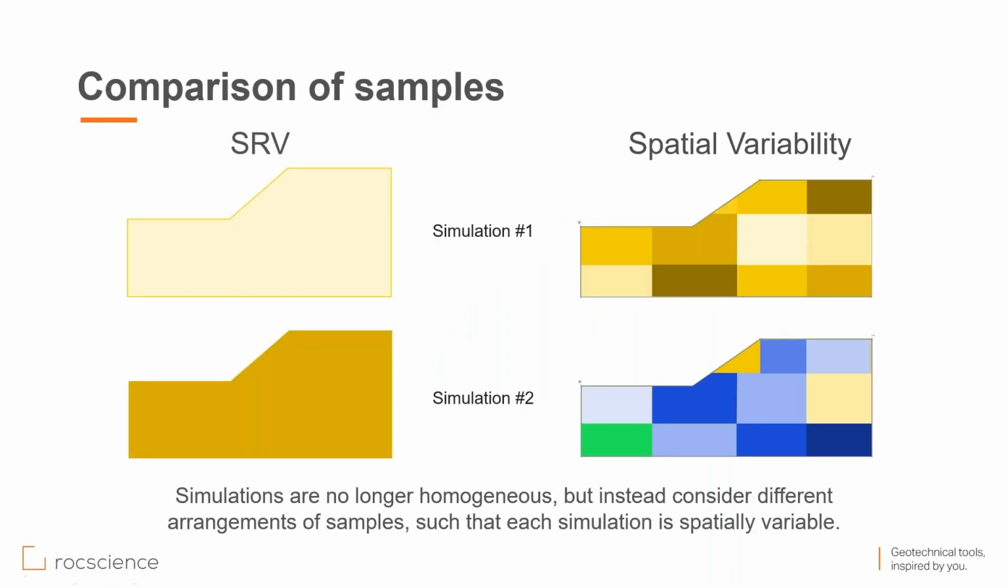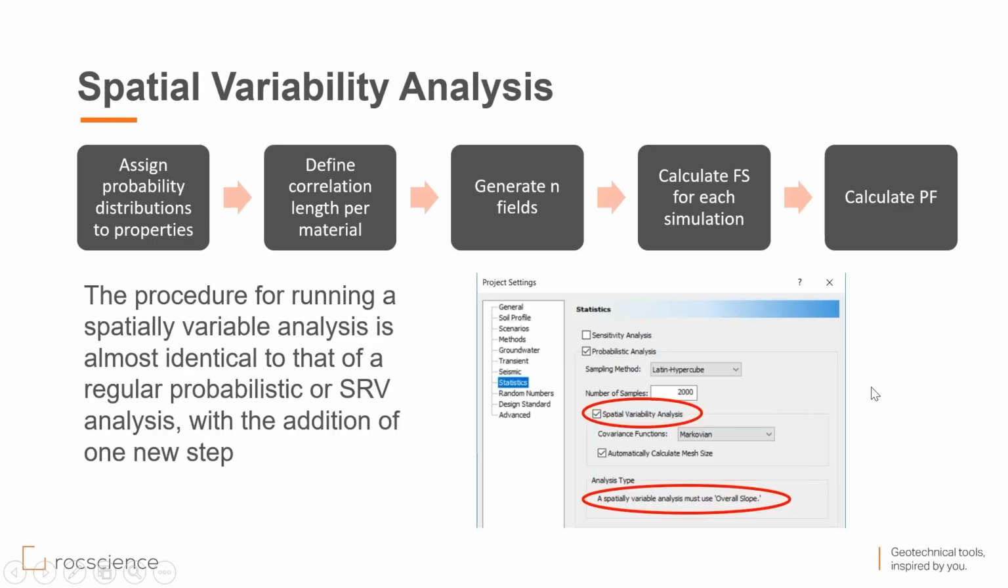And that's where spatial variability comes in. So instead of saying this whole slope is 1, we say maybe we should divide that into smaller bits in the slope. So we assume that the strength changes within the slope. So simulation 1 might now look like this instead of homogeneous. Similarly, simulation 2. The way you set up a spatial analysis in Slide is you check off the spatial variability analysis box in the statistics menu, which I showed you previously. And it requires just one extra input as compared to regular probabilistic analysis.